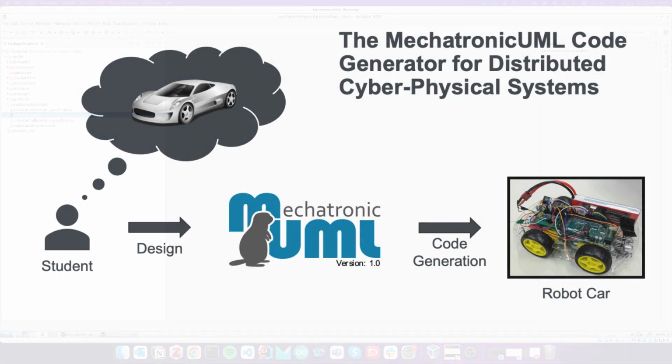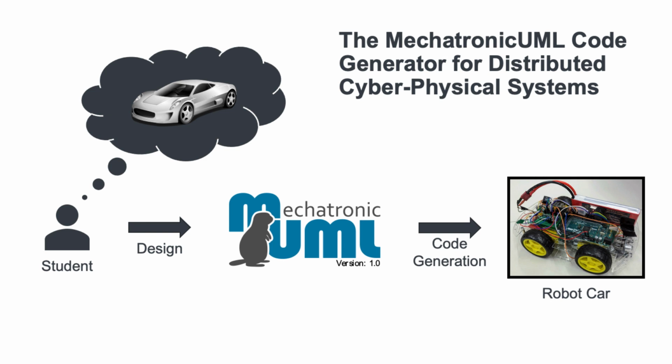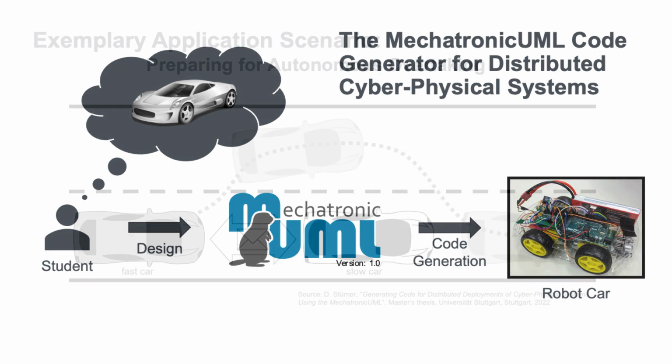With this demonstration, we show how we can improve teaching students the design, implementation and functionality of distributed cyber-physical systems like autonomous driving vehicles or cars by designing the software in the MechatronicUML with the real car in mind and then generating the code for artificial robot cars that can then demonstrate this functionality.